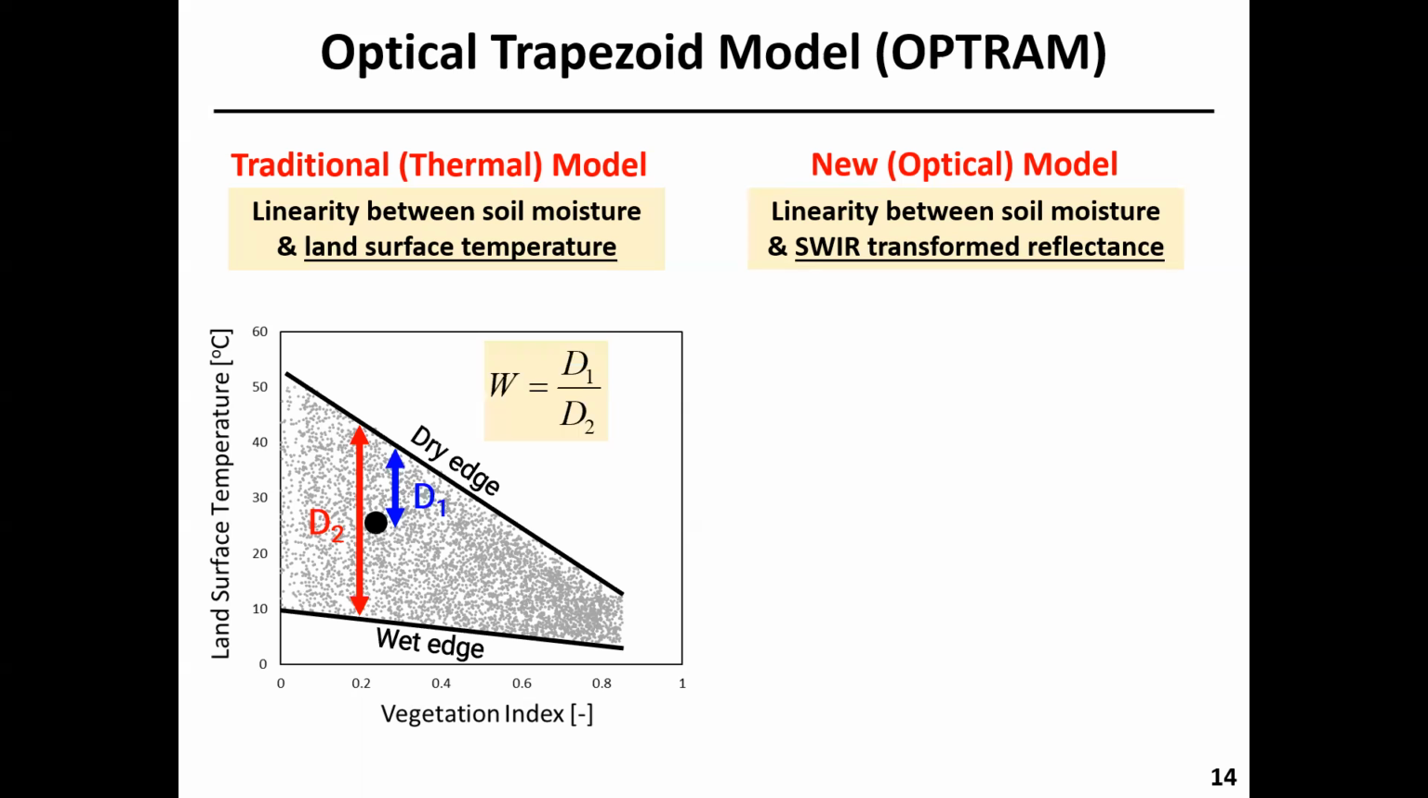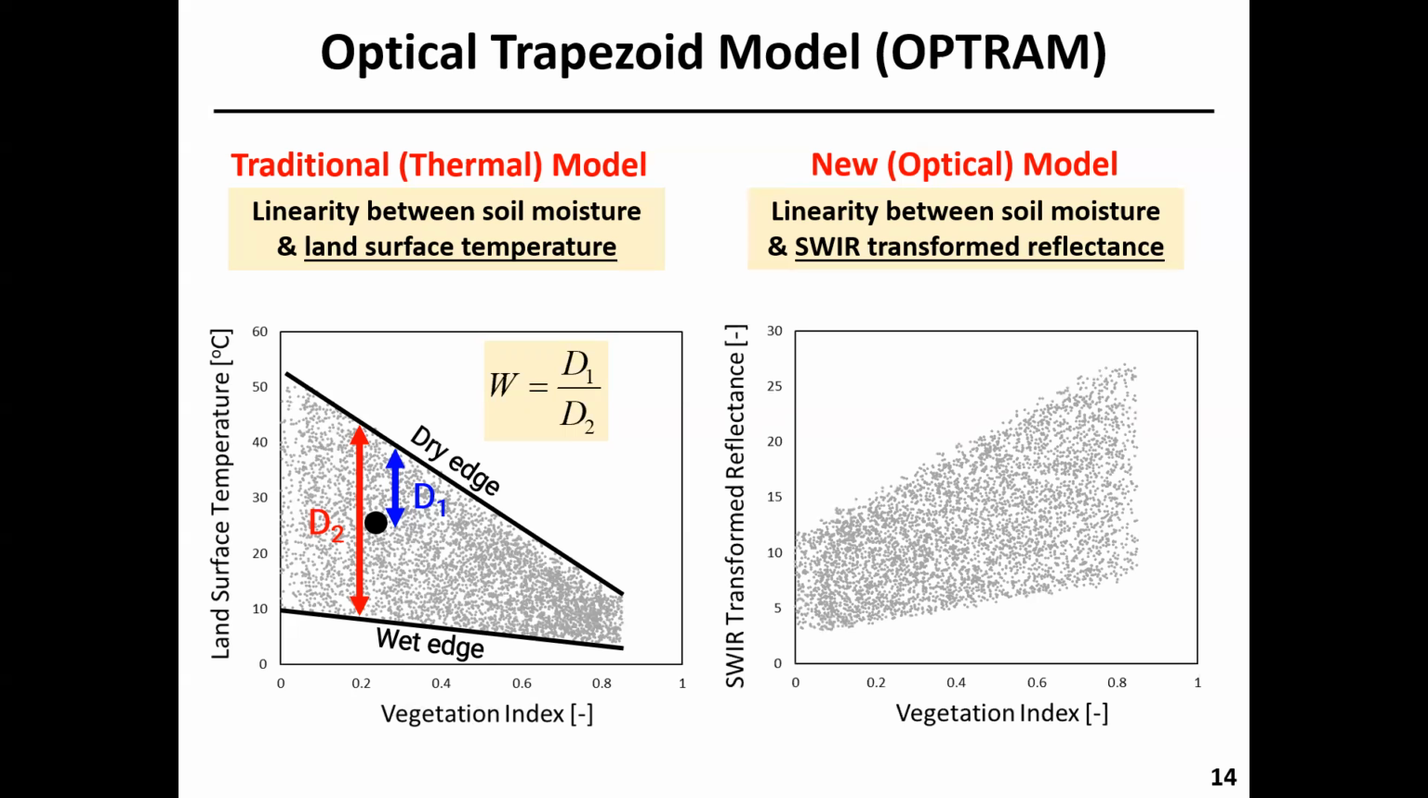And in this method, it is assumed that the soil wetness W is proportional to the distance D1 for each pixel, which is one of the dots. So it's the distance from the dry edge over the distance from the dry edge to the wet edge, D2. So D1 over D2 is assumed to be a measure of soil wetness.